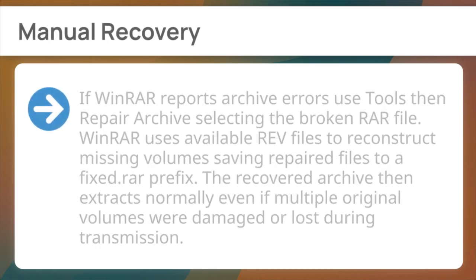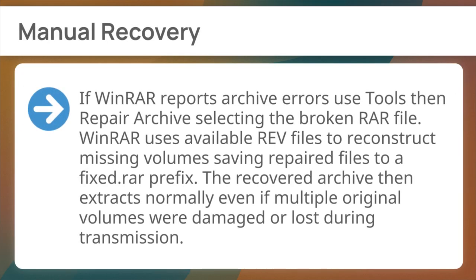Next, manual recovery. If WinRAR reports archive errors, use Tools, then Repair archive, selecting the broken RAR file. WinRAR uses available REV files to reconstruct missing volumes, saving repaired files to a fixed .rar prefix. The recovered archive then extracts normally, even if multiple original volumes were damaged or lost during transmission.